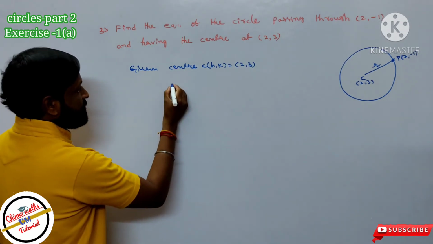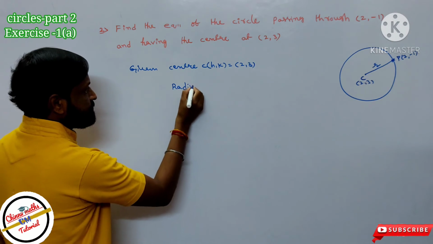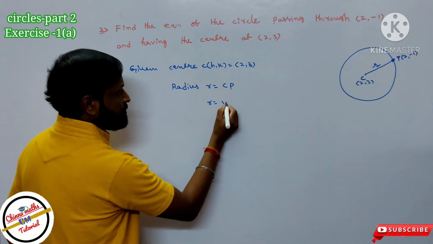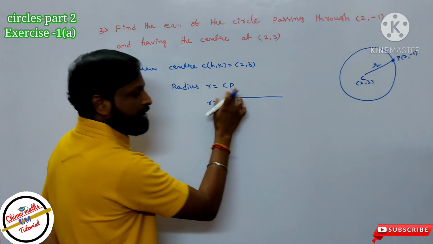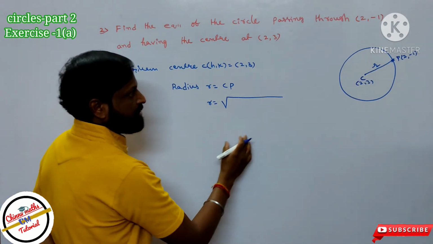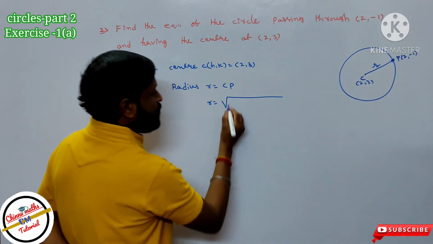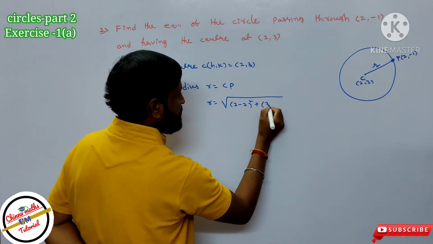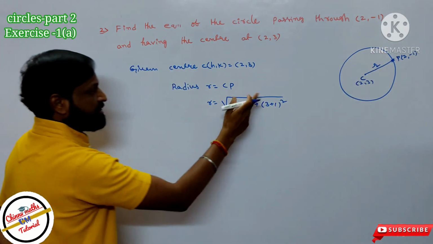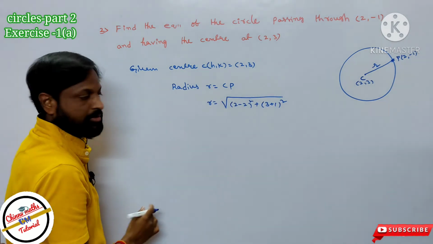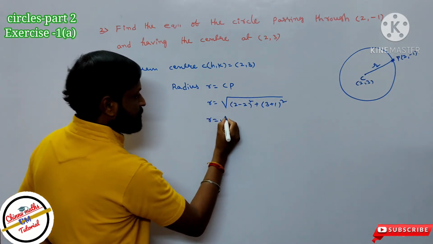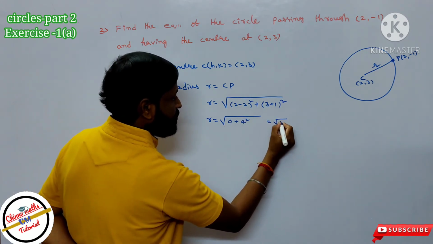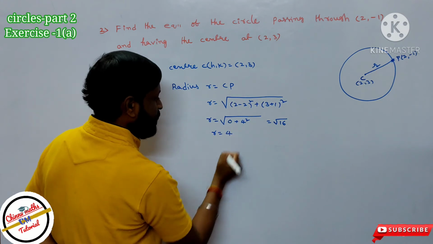So from the diagram, the radius R equals CP. Then R equals the square root of the distance between the point C and point P. Then just subtract C to P: (2 minus 2) whole square plus (3 minus (-1)) whole square, that is (x1 minus x2) whole square plus (y1 minus y2) whole square. So then R equals the square root of 0 plus 4 square, which is root 16. Then R equals 4.